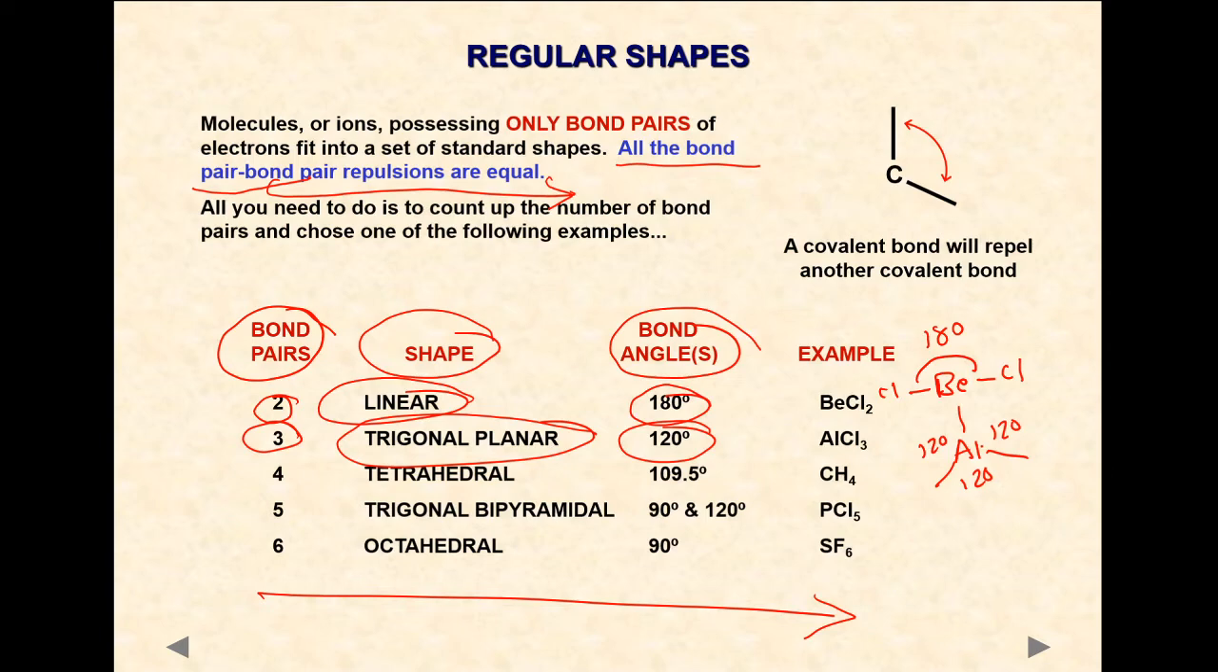The third one has 4, so it's a tetrahedral. Tetra means 4. The bond angle will be 109.5, and this is how it will look. It will look like this. Now check, it doesn't look like, for example, it will look like this.